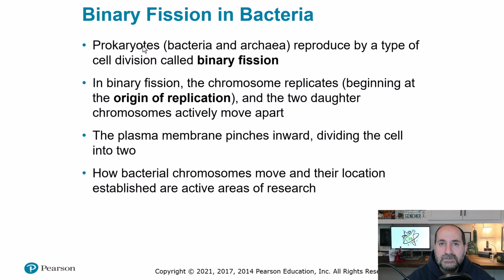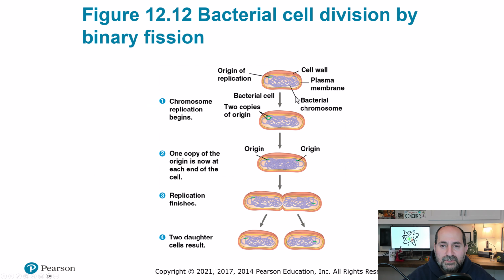Instead, prokaryotes, including the bacteria and the archaea, undergo a process known as binary fission. It's an asexual type of reproduction. In binary fission, the chromosome replicates. Remember, usually prokaryotes only have a single circularized chromosome. And that single circularized chromosome begins replicating at a spot called the origin of replication. And then two daughter chromosomes actively move apart. So let me show you how this process works.